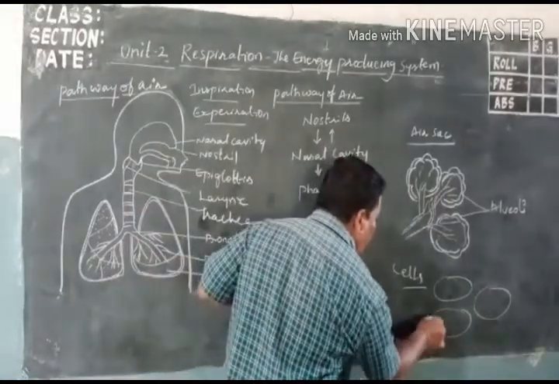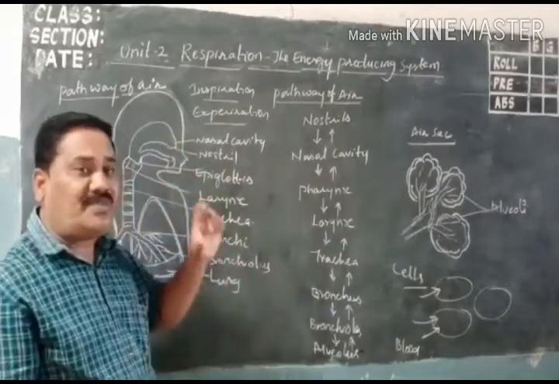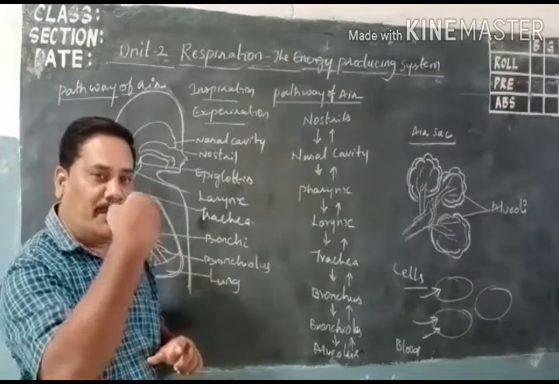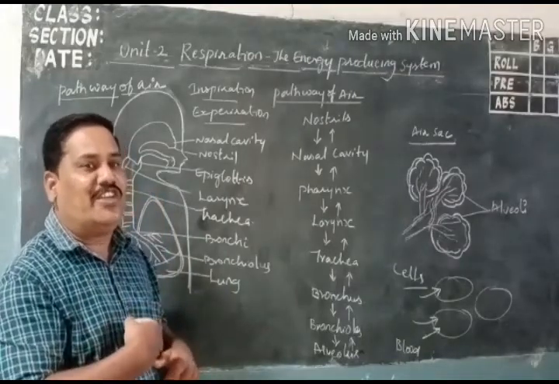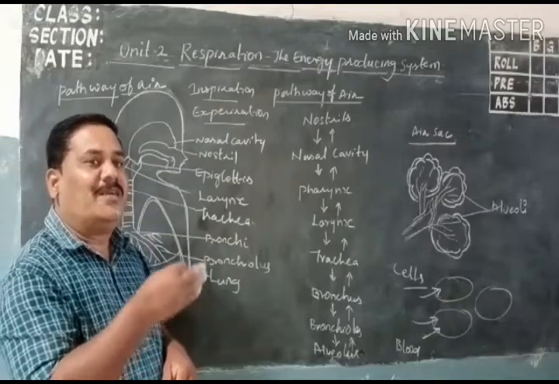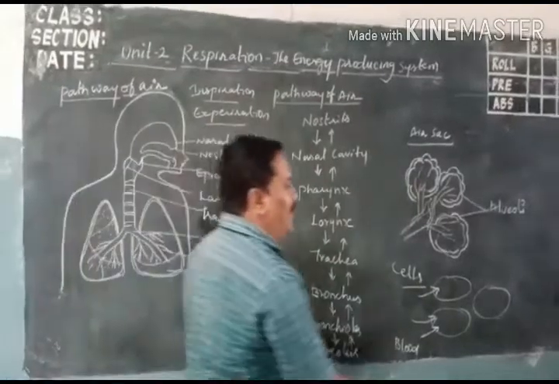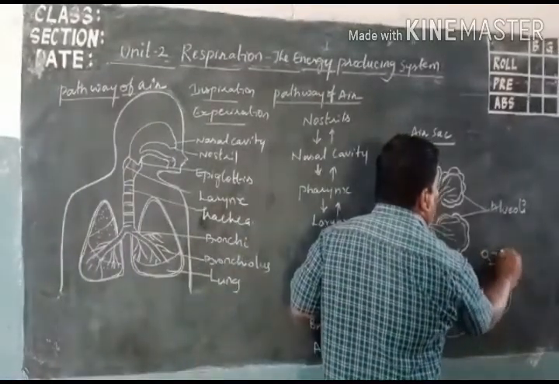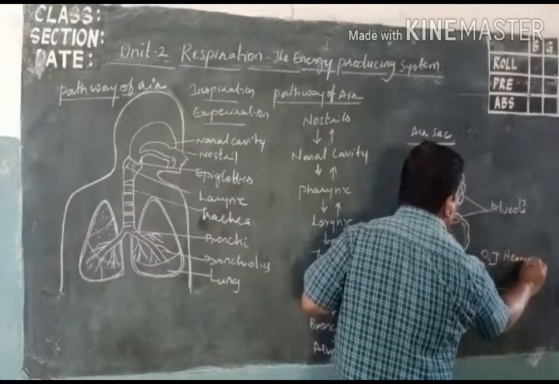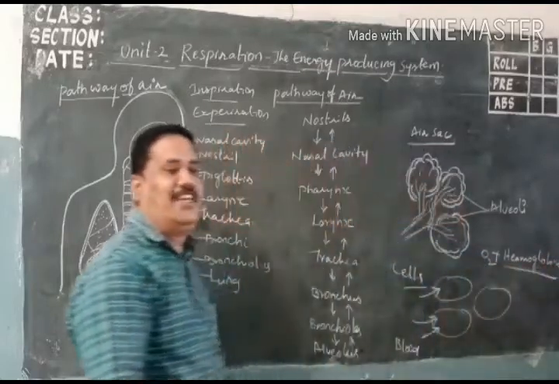By the diffusion process. What air? Oxygen. When you breathe, the air mixes in your blood, and that blood enters into the cell. Air, that is oxygen, plus blood. Blood contains hemoglobin. The air mixes into the hemoglobin.